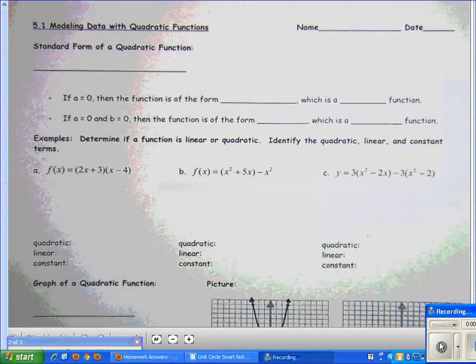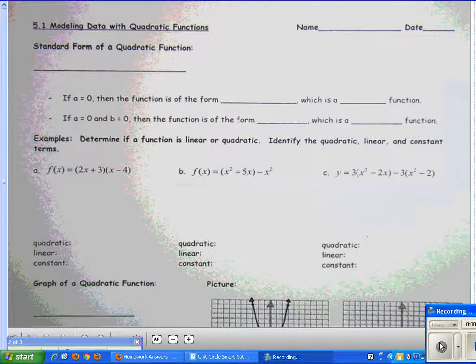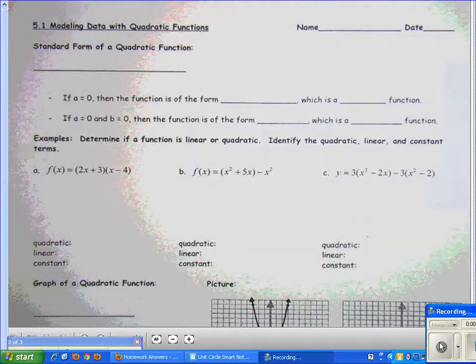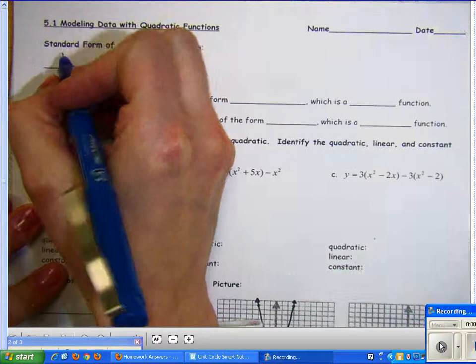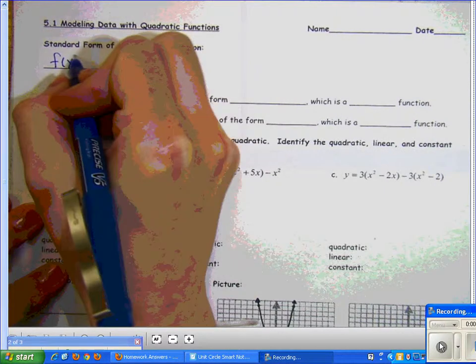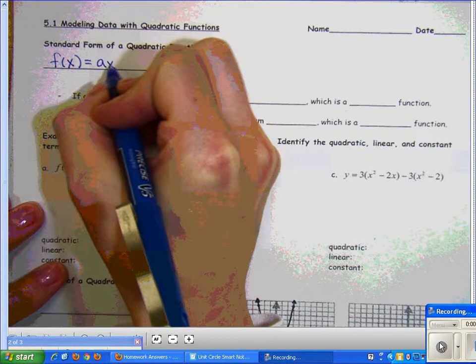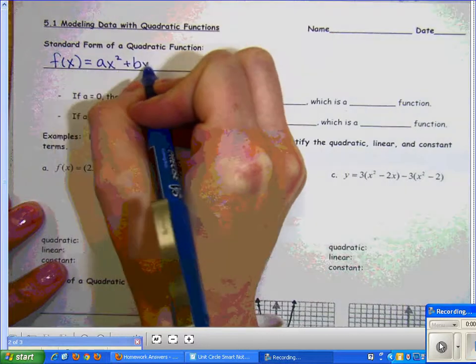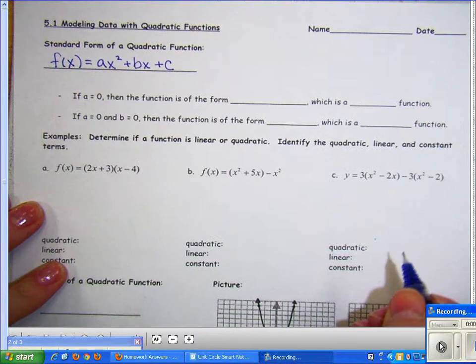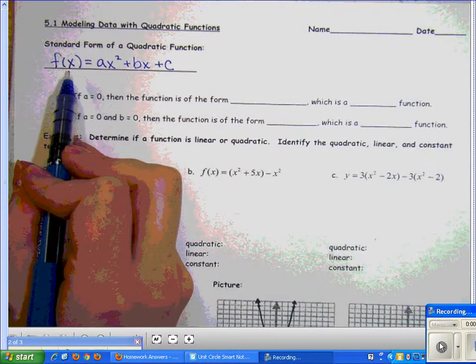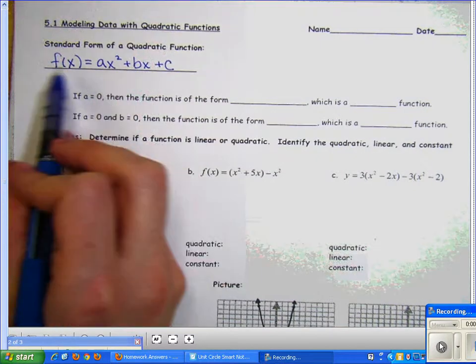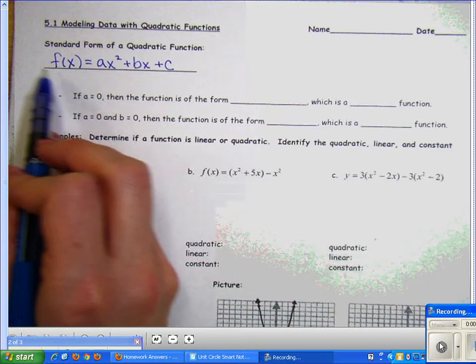Section 5.1, Modeling Data with Quadratic Functions. We're going to talk about first the standard form of a quadratic function. So you have f of x is equal to ax squared plus bx plus c. And of course, remember, f of x is just the fancy notation that we use. Instead of using y equals, we can use f of x equals. So f of x stands for y.